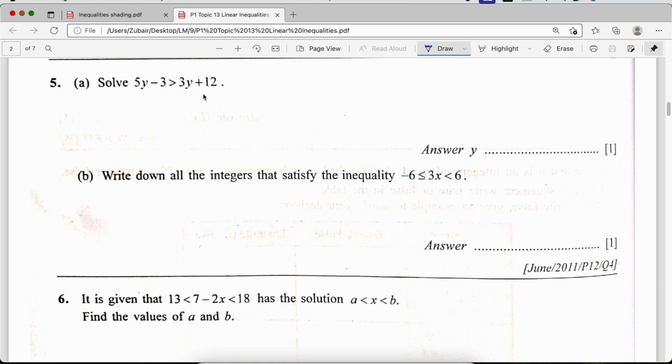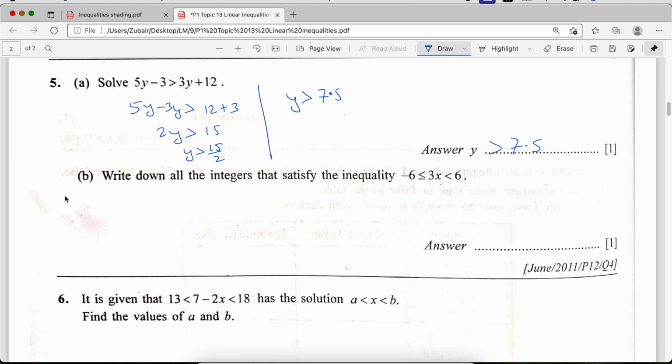Solve this. Again, we rearrange. 5y minus 3y is greater than 12 plus 3. 5 minus 3 is 2, so 2y is greater than 15. y is greater than 15 by 2, or y is greater than 7.5. Why am I changing to decimals? Because in either case I'm getting an exact answer. If it would have been 10 by 3, I'd write it as a fraction rather than going for decimals.